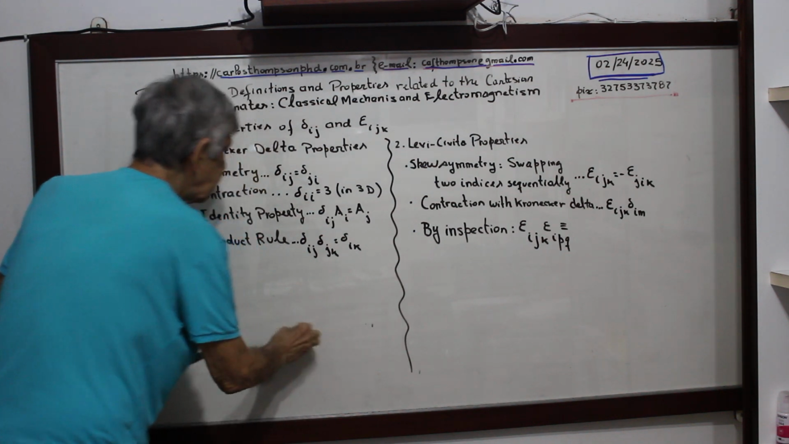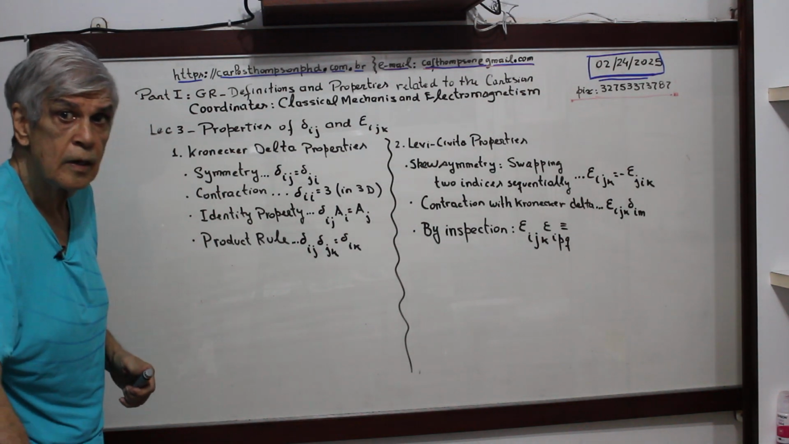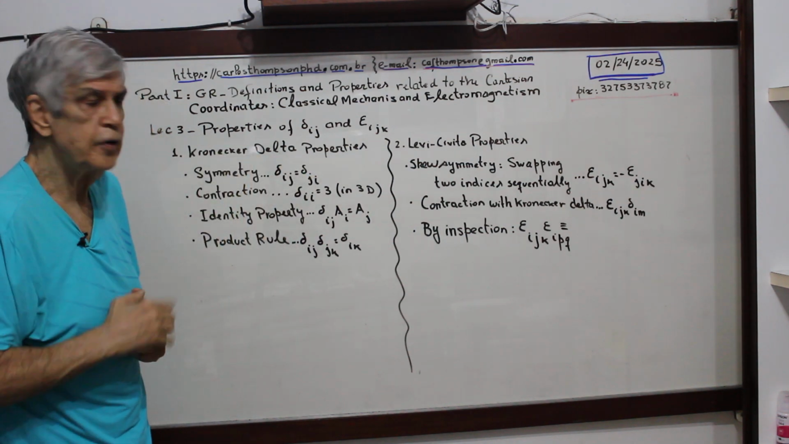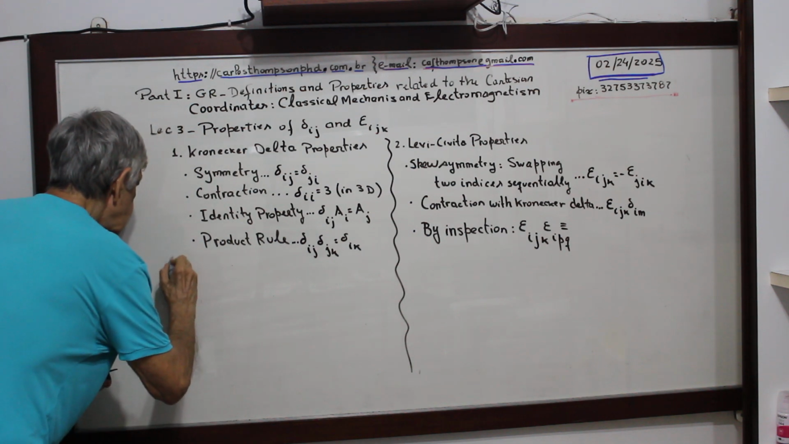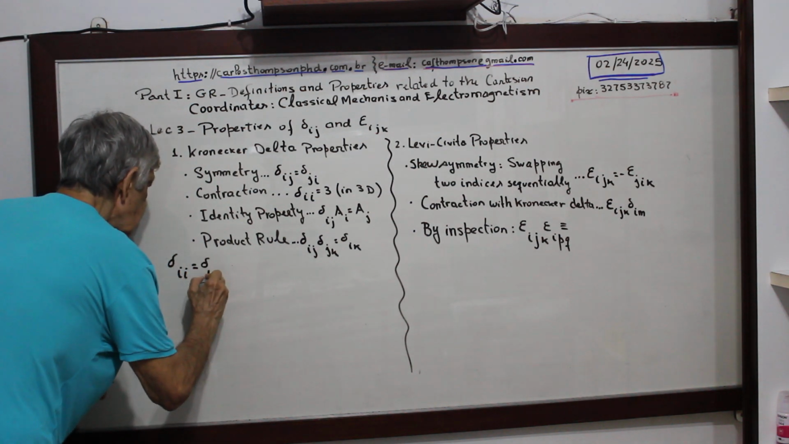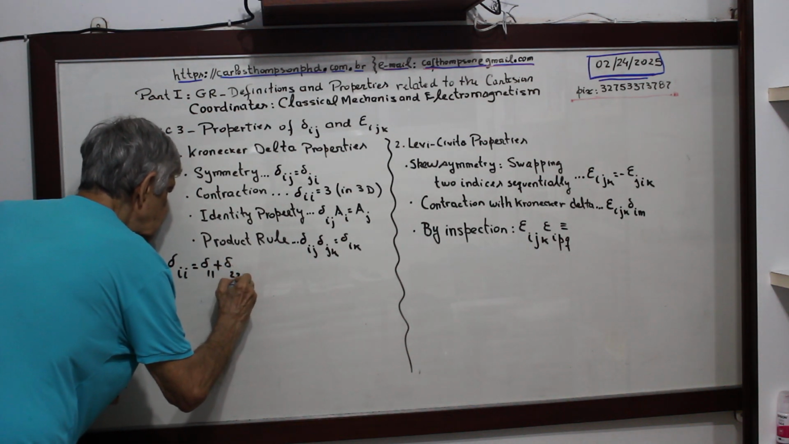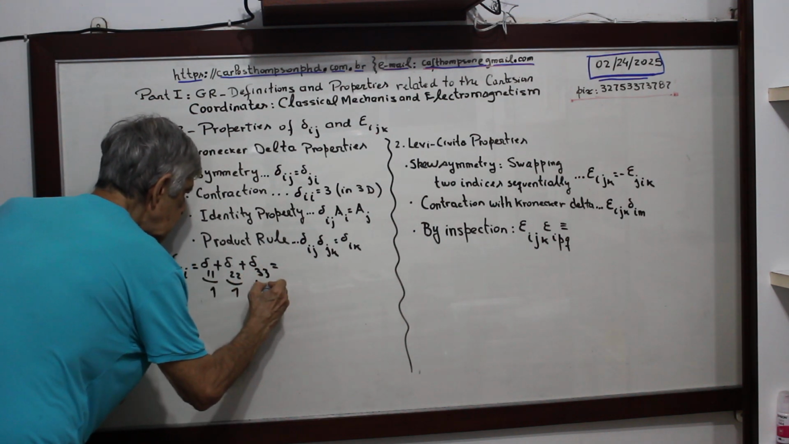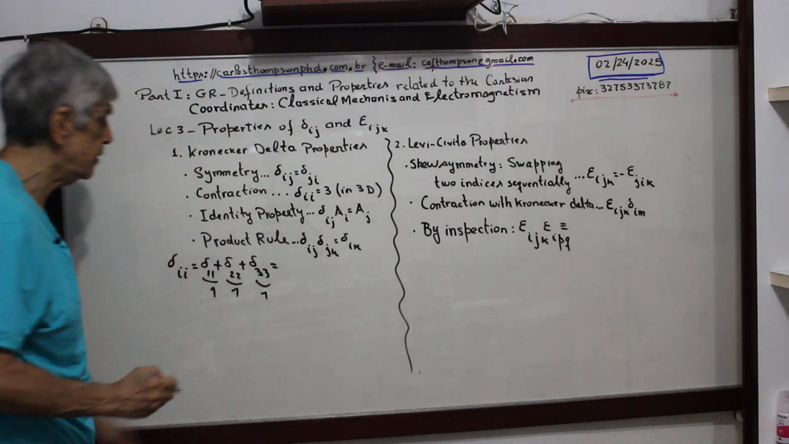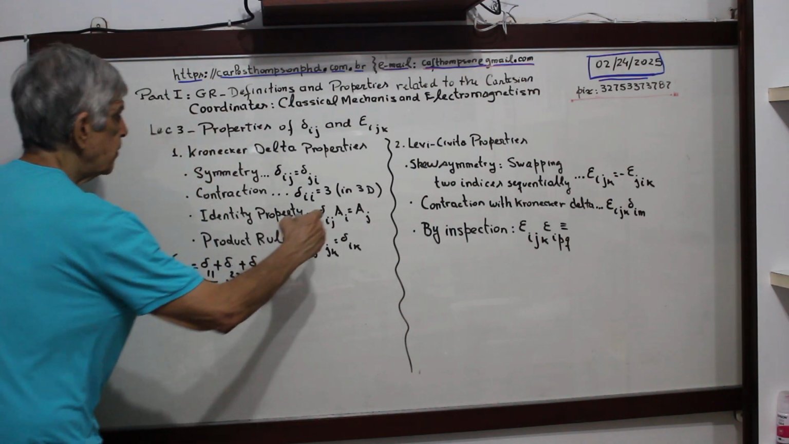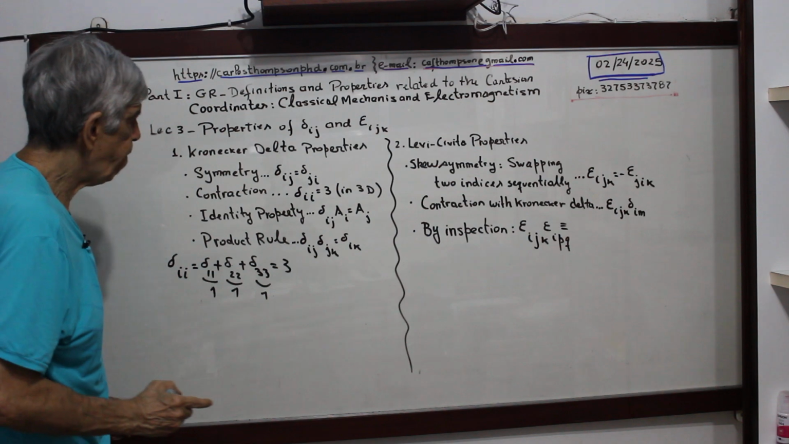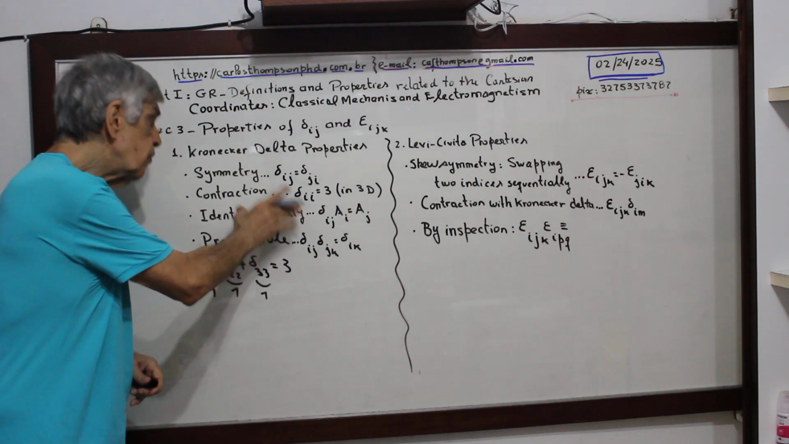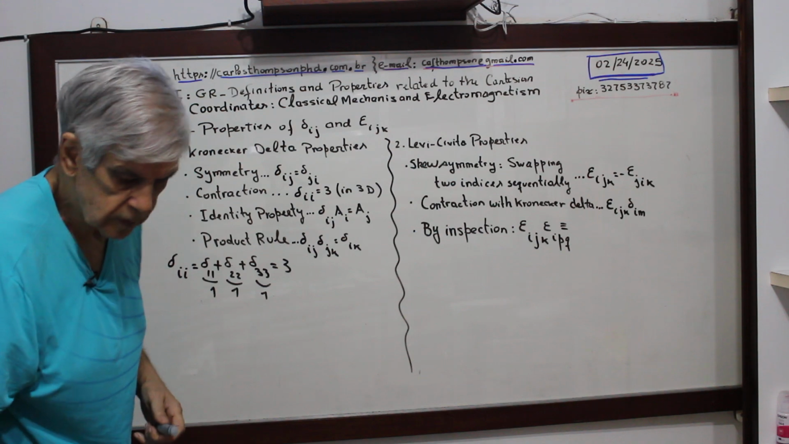delta ii has only a dummy index. Here you have 2 free indices. This is dummy. So delta ii is equal to delta 1,1 plus delta 2,2 plus delta 3,3. This is 1, this is 1, this is 1. This is the diagonal of the identity matrix. So this is equal to 3. Okay? In 3D. Later you will see that in 4D it is a little bit different.